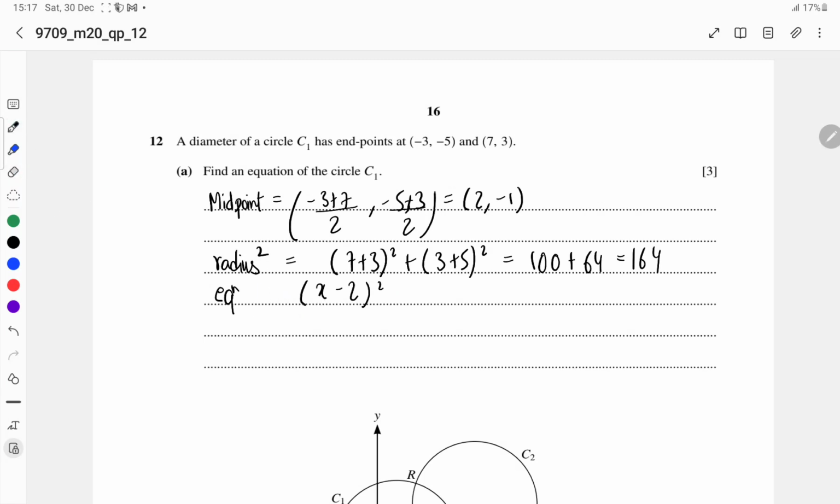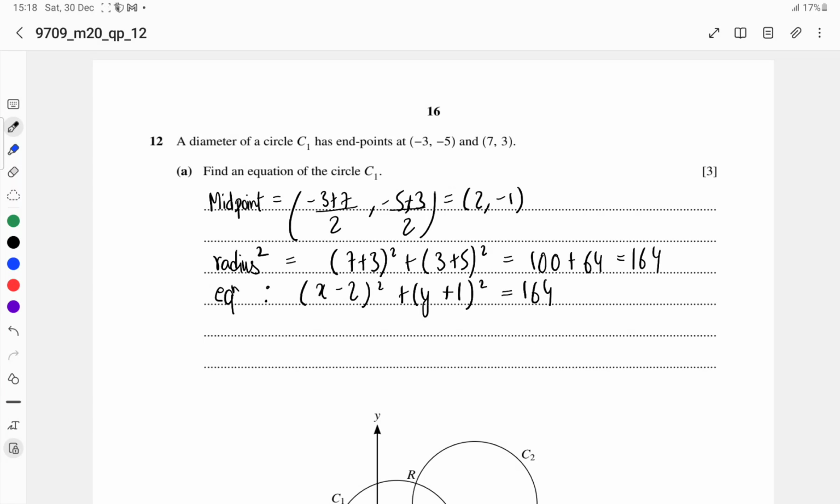The equation is given by (x − 2)² + (y + 1)² = 164. So this is our required equation. Let me check if it's the correct answer or not. Let me just scroll the marking scheme. I think it's the correct answer.